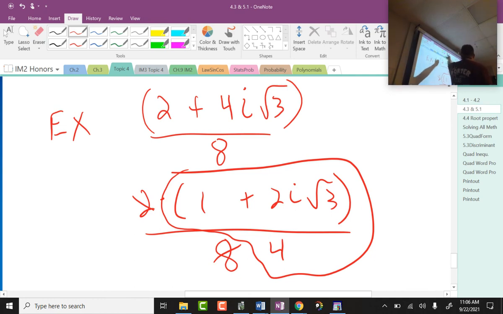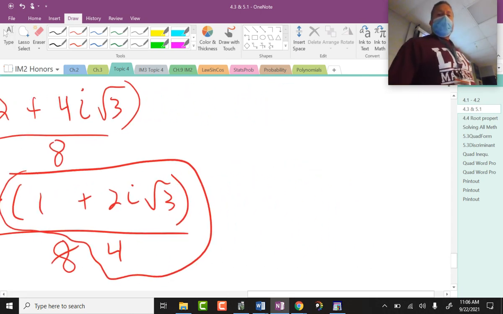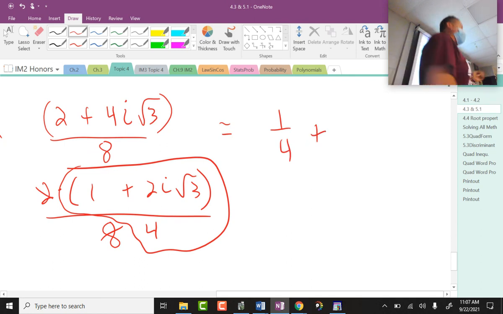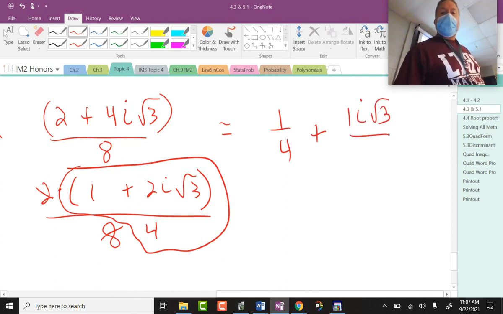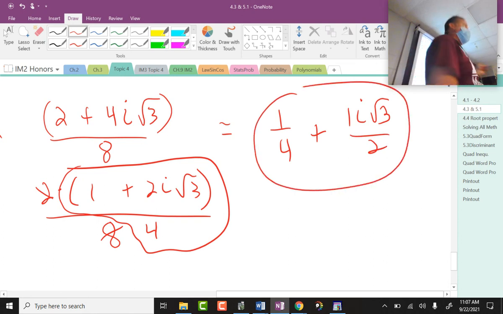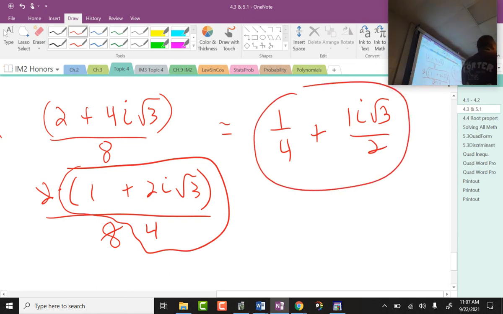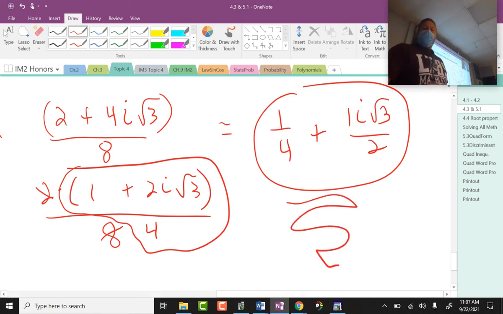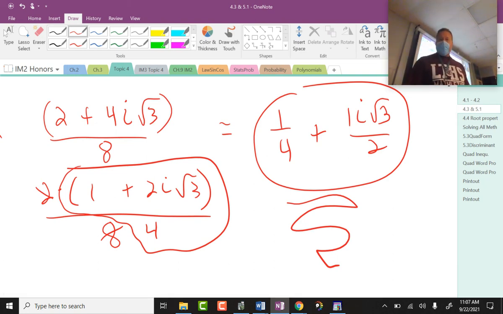Or you can split this up into 2 separate fractions and see how that cancels like that. Another possible answer would be 2 over 8, which is 1 over 4, plus, hey, what's 4 over 8? 1 half, so it would be i root 3 over 2. This is another valid answer for this question. You're able to do either or, all right? But you're not able to just cancel the 2 and the 8, because that's wrong. I didn't show this to the other period, that was an option as well, splitting it up into 2 separate fractions and simplifying.